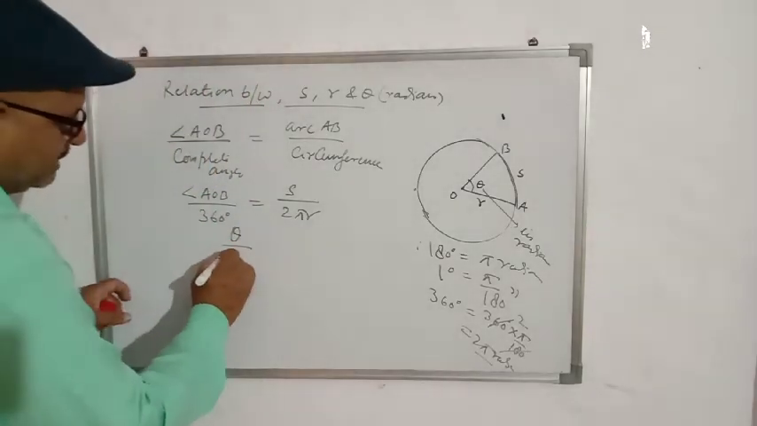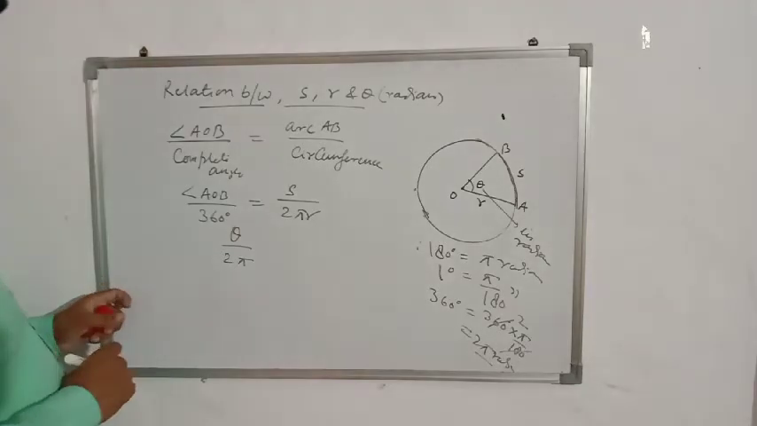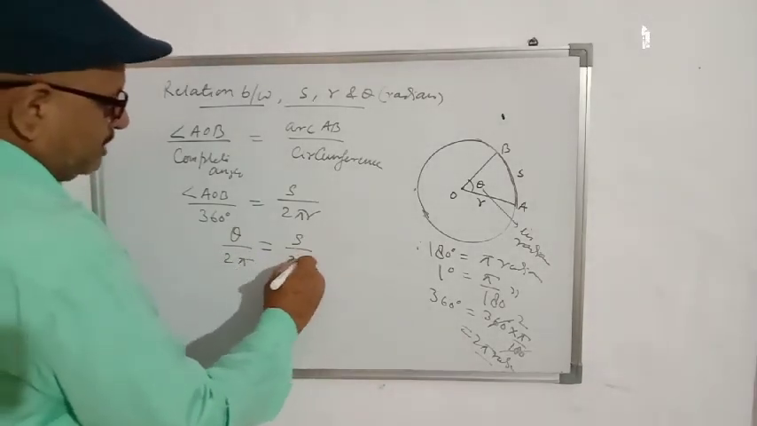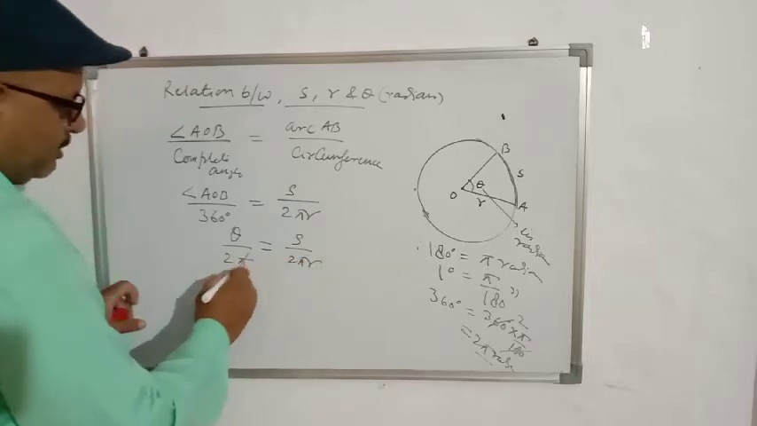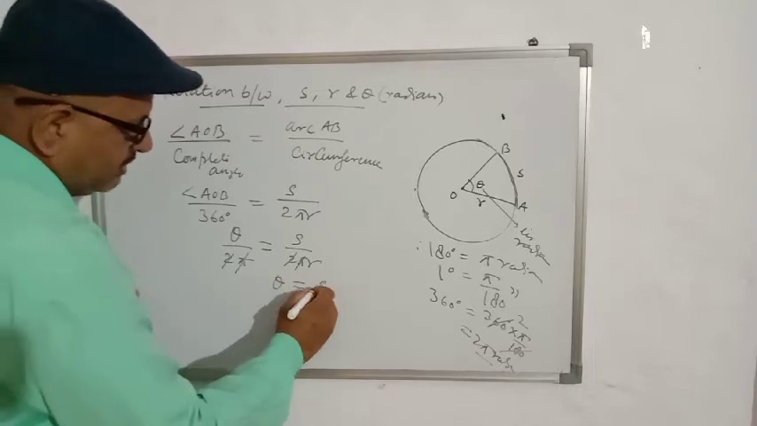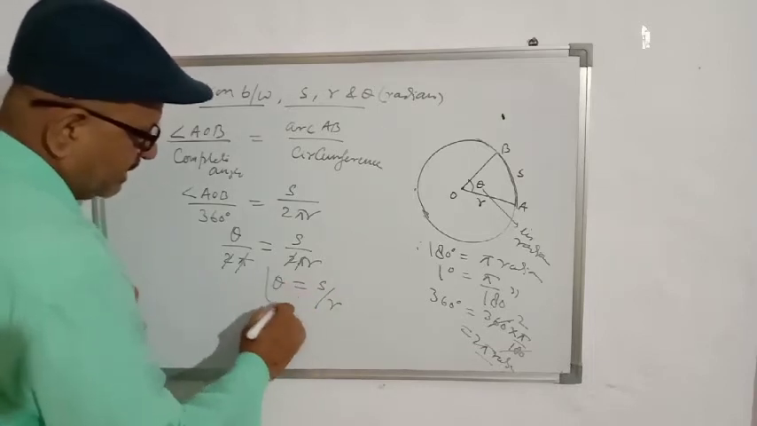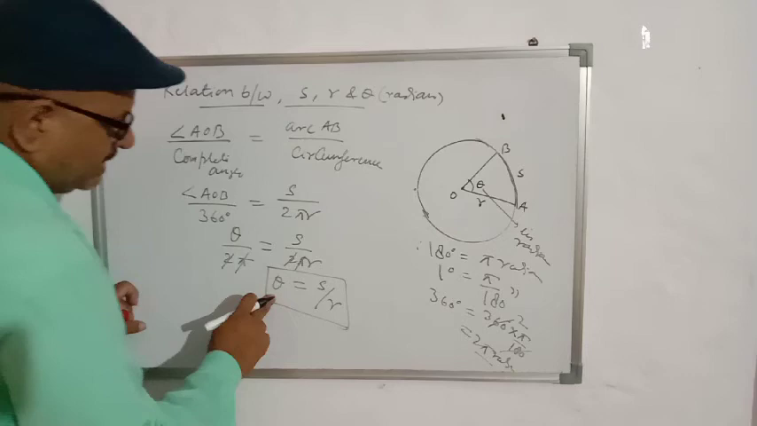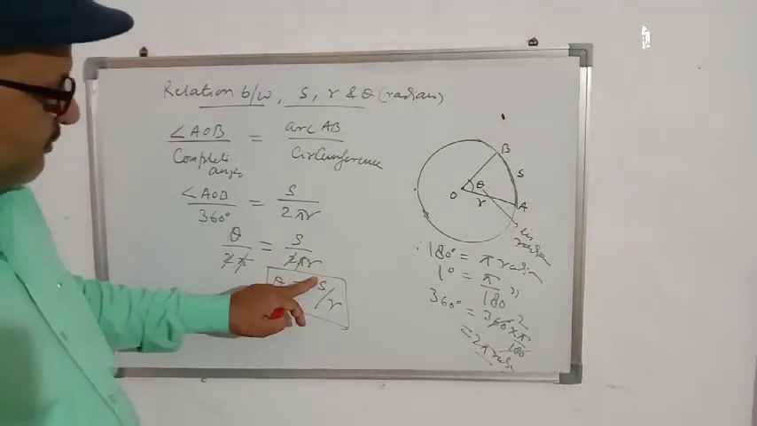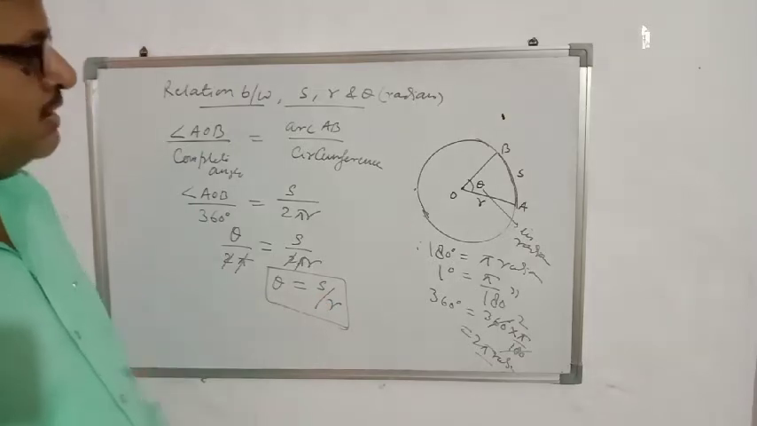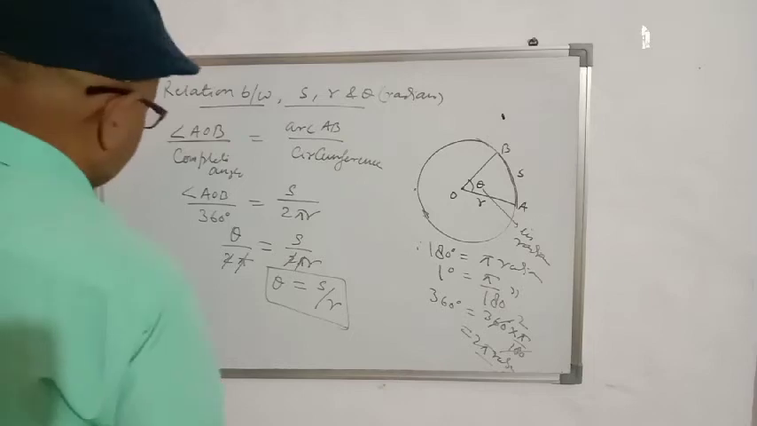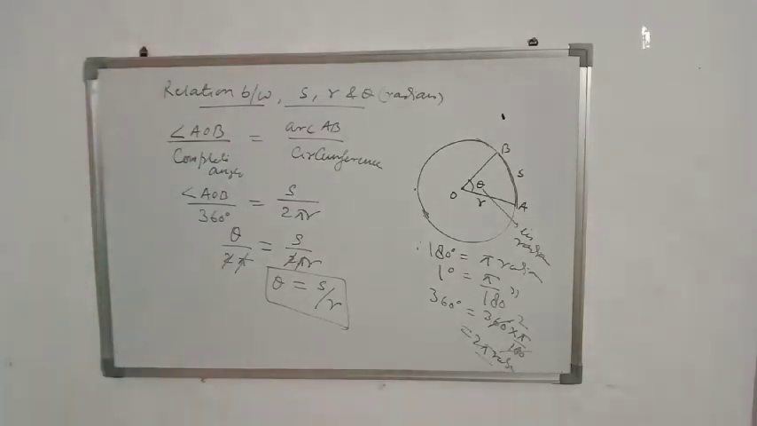So we will write here theta upon 2 pi, 360 degree being 2 pi radian, equal to S upon 2 pi r. 2 pi cancels from both sides. So theta is equal to S by r, where theta is measured in radian. So theta is the ratio of arc length to the radius. So this is the relation between theta, S and r.